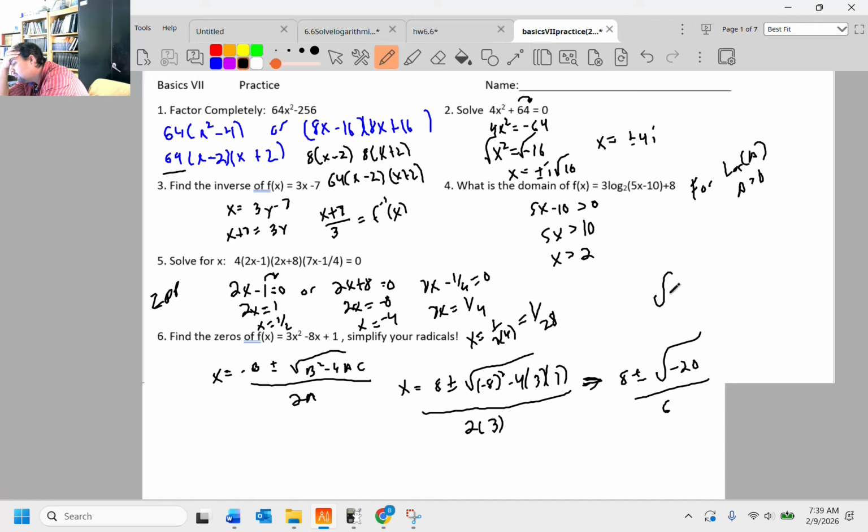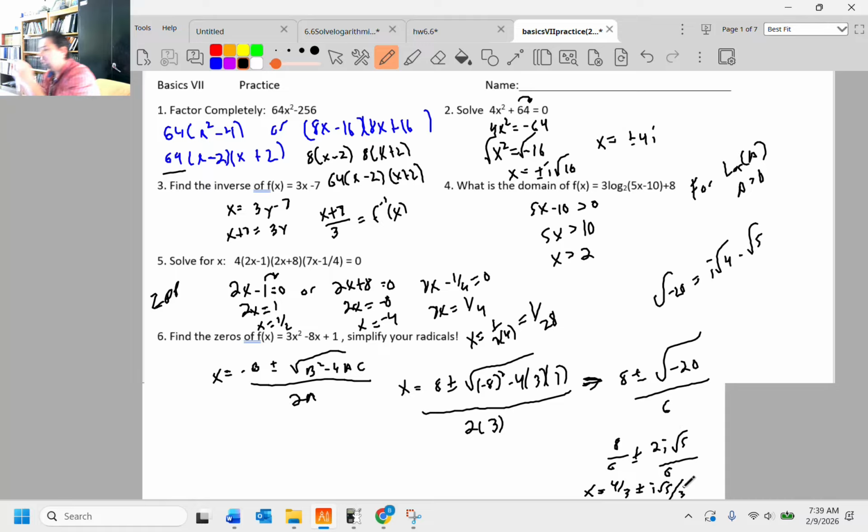The root of negative 20 is the imaginary root of 4 times 5, and the imaginary root of 4 is 2i. So I got 2i root 5. You can see I got 8 over 6 plus or minus 2i root 5 over 6. 8 over 6 reducing down to 4/3, and then 2 over 6 reducing down to 1/3. So 4/3 plus or minus the imaginary root of 5 over 3.